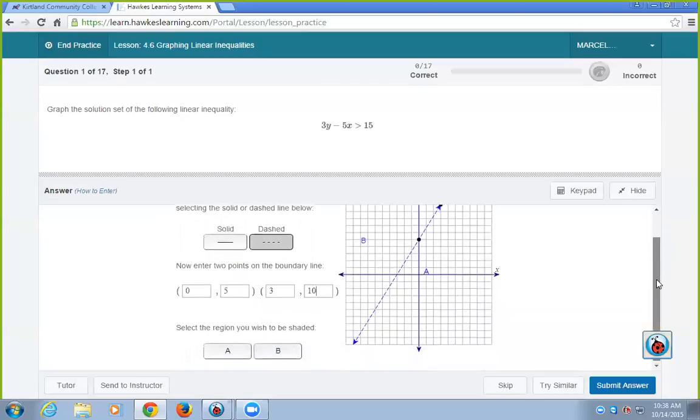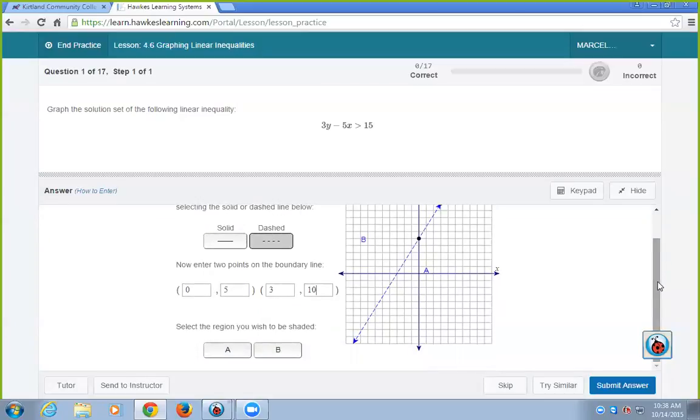So now I've got to bring this up a little bit. What side do I shade? If I follow my rules, I'm going to shade above the line, so I'm going to shade where B is at. If you want to double check and make sure it's true, use your test point of 0, 0. 3 times 0 is 0, minus 5 times 0 is 0. So I have 0 is greater than 15, which is false, so I don't want to shade where that's at, so I shaded side B. And then you submit your answer.